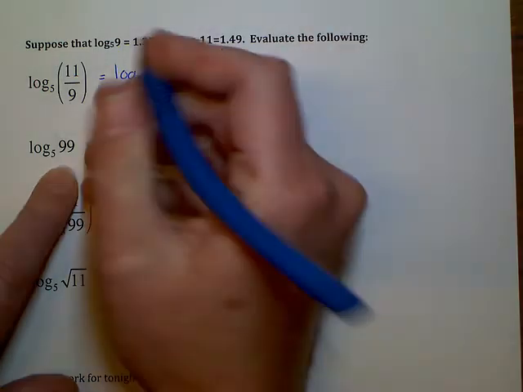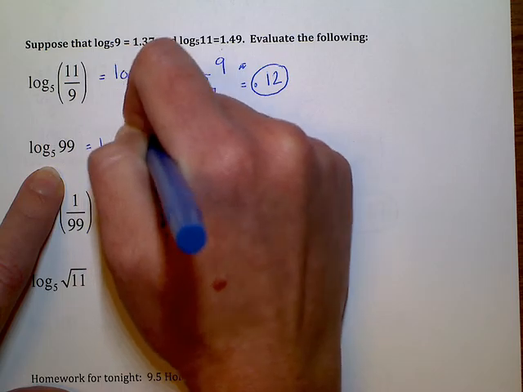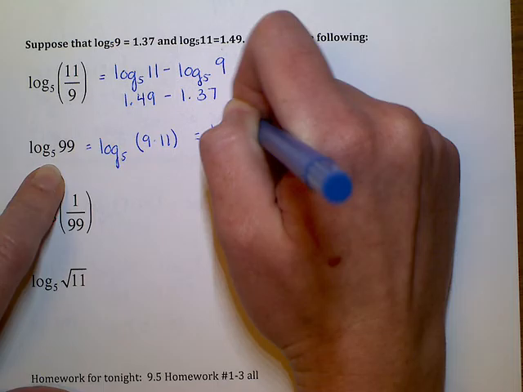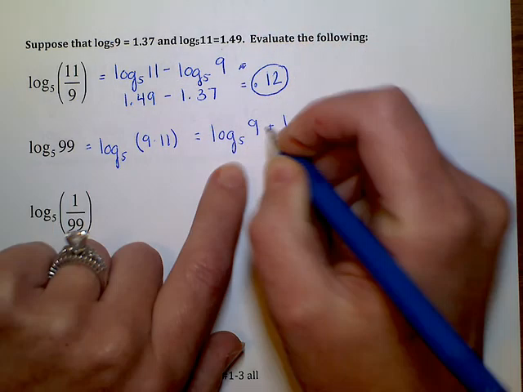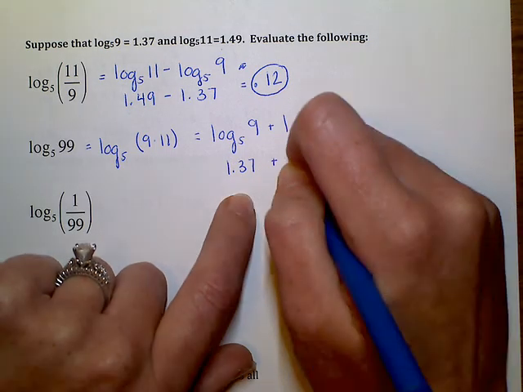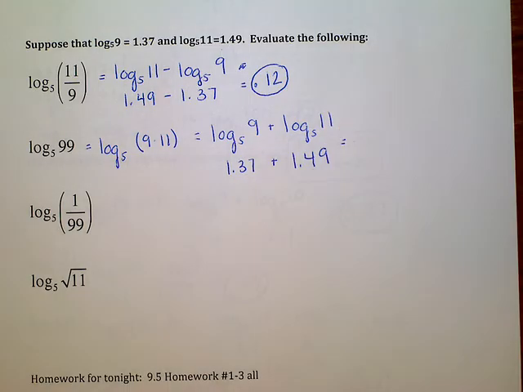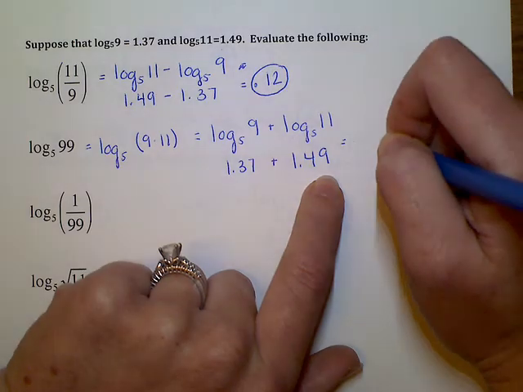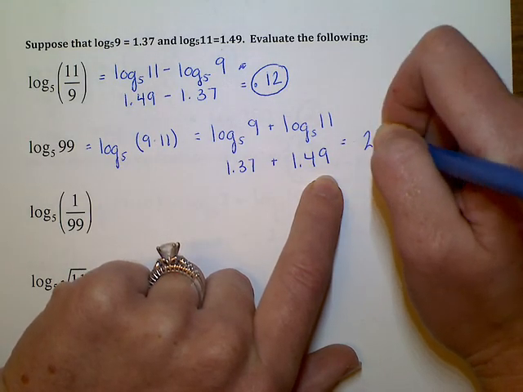Log base 5 of 99, I think of that 99 as a 9 times 11, and if I'm going to multiply the insides, I can break that apart into two separate logs. Log base 5 of 9 is 1.37. Log base 5 of 11 is 1.49. And then when I add that together, I think I get a, let's see, a 2.86.